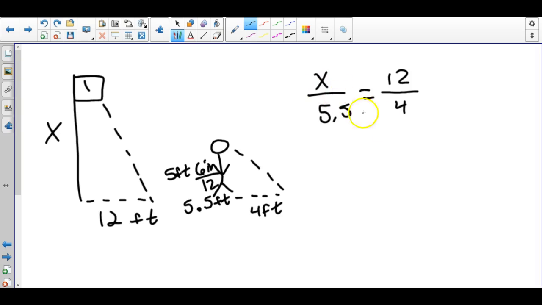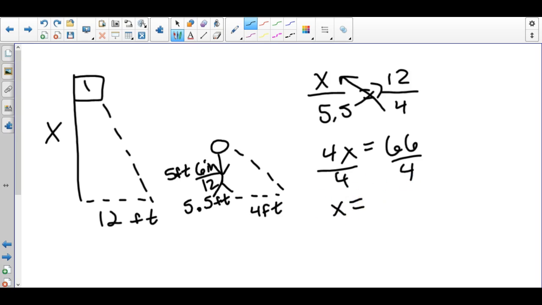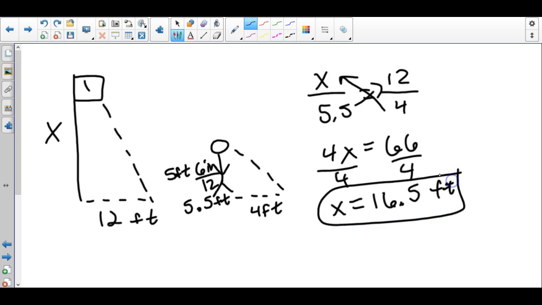Once again, once you have the proportion set up, you just cross multiply. 4 times x is 4x. 12 times 5.5 is 66. And we divide both sides by 4, which gives us 16.5 exactly. So the flagpole is 16.5 feet tall.